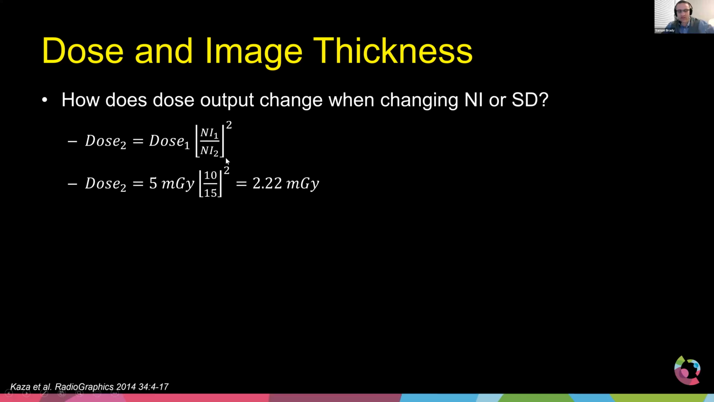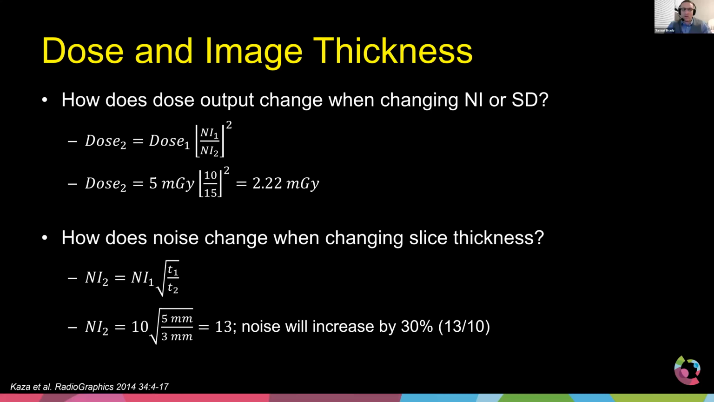So you can kind of use this equation. It'll give you, as I say, a rule of thumb. It'll get you really close to guessing what you need if you want to just start playing with it. It's like, hey, I can accept a little bit more noise in this image, so I'll increase my noise index. What kind of dose reduction will I get? You can do these calculations without actually making any changes.